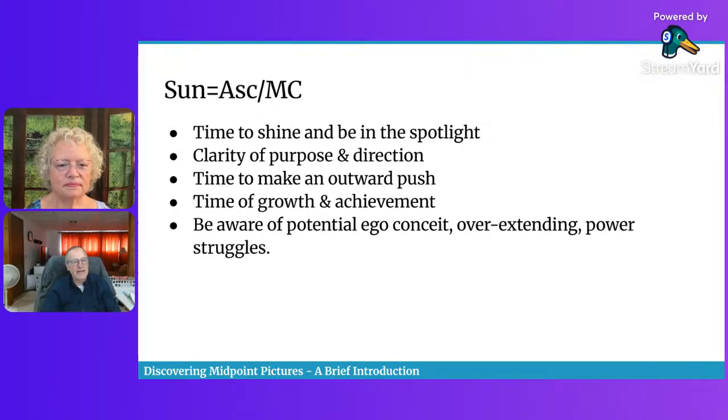Okay. It can also be a time to make an outward push, because if you're going to be in the spotlight and there's something that you want to do in the world, you're probably going to need other people's help. So this is a time to make the outward push. This is a time to make the connections. This is a time to network. This is a time to do. And isn't it also interesting? Usually the sun, the ascendant MC, is in where? The 11th house. Usually. Isn't that interesting? Because that has to do with contacts and groups and hopes and wishes and all of those types of things.